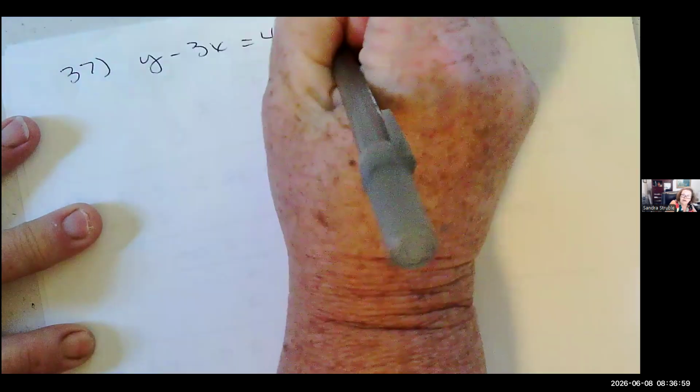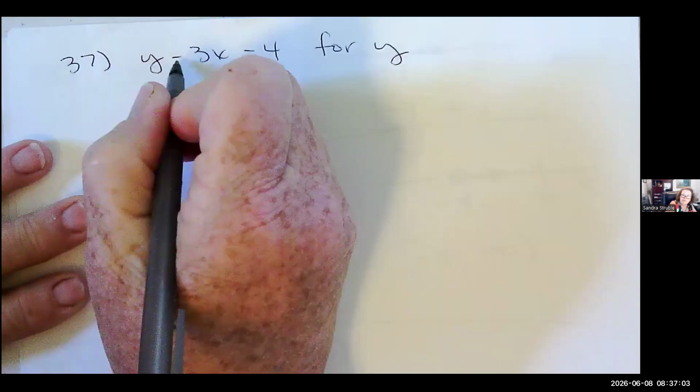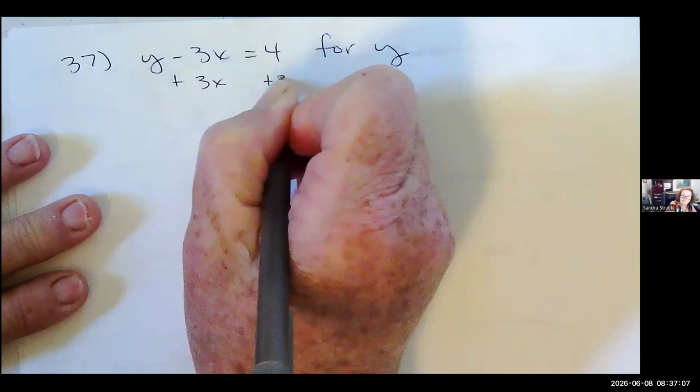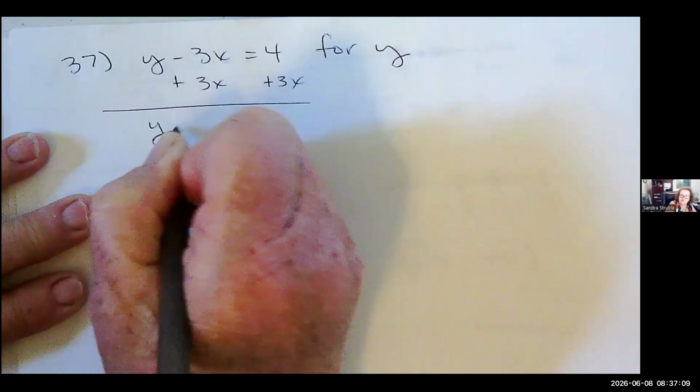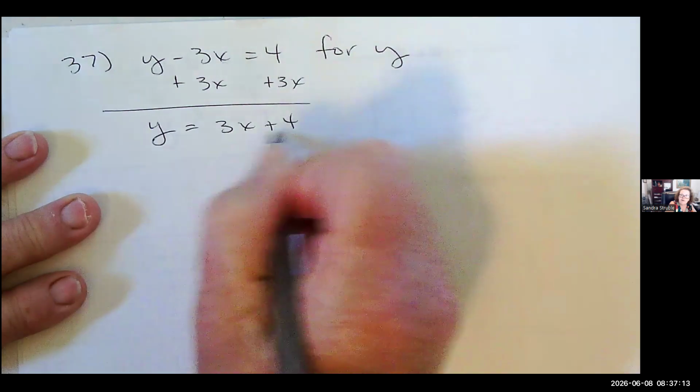So 6 more problems. 37, we're just solving for the indicated variable. So 37 is y minus 3x equals 4, and we're solving for y. Well, 3x is subtracted from y, so we just need to add 3x to both sides. You could say 3x plus 4, or you could say 4 plus 3x. It's the same thing. But we have y by itself.